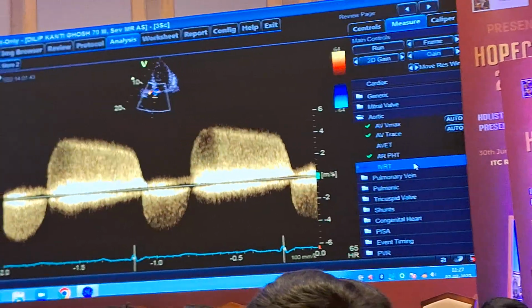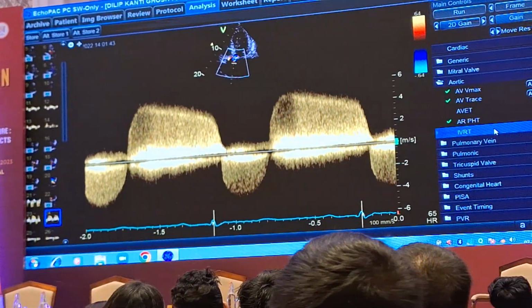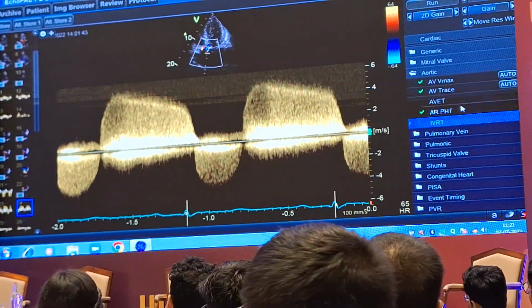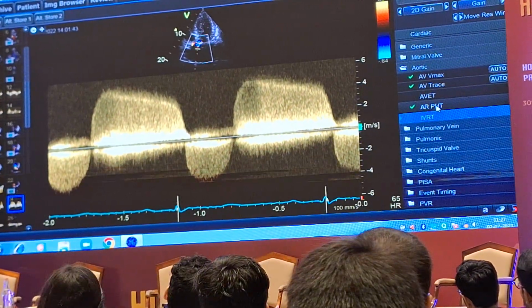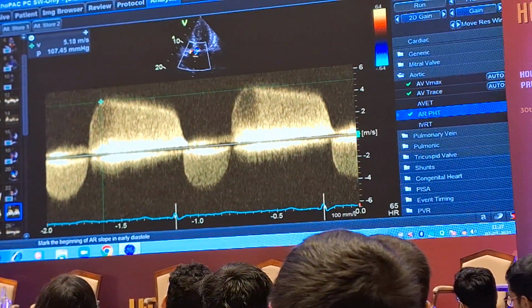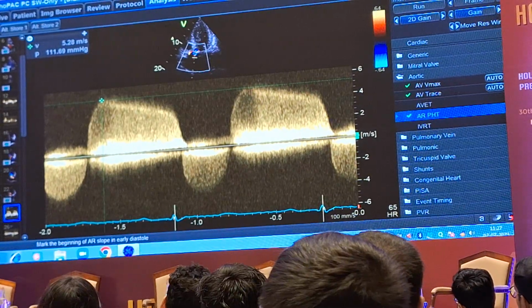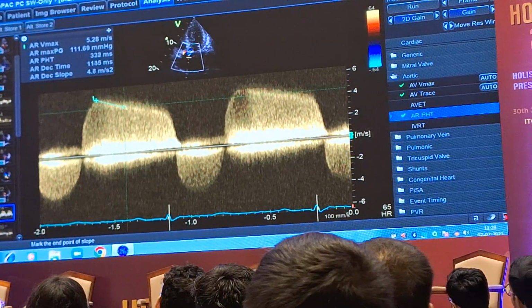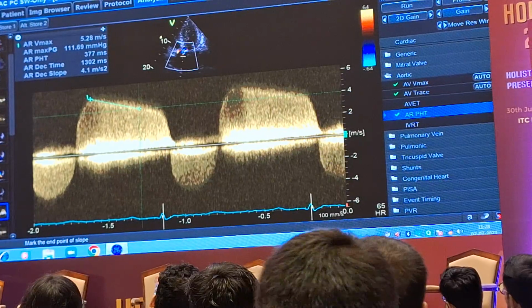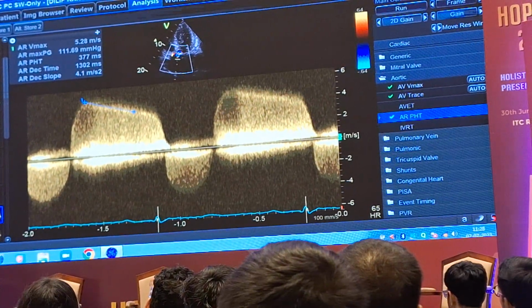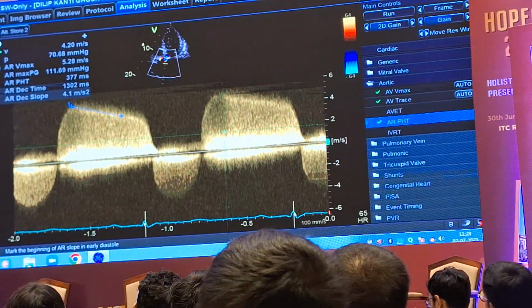In the AR, what you do is measure the pressure half time. That can easily be done in this patient. If we do the AR PHT, see, put the maximum point, then follow the envelope and find out the AR PHT. How much is the AR PHT?